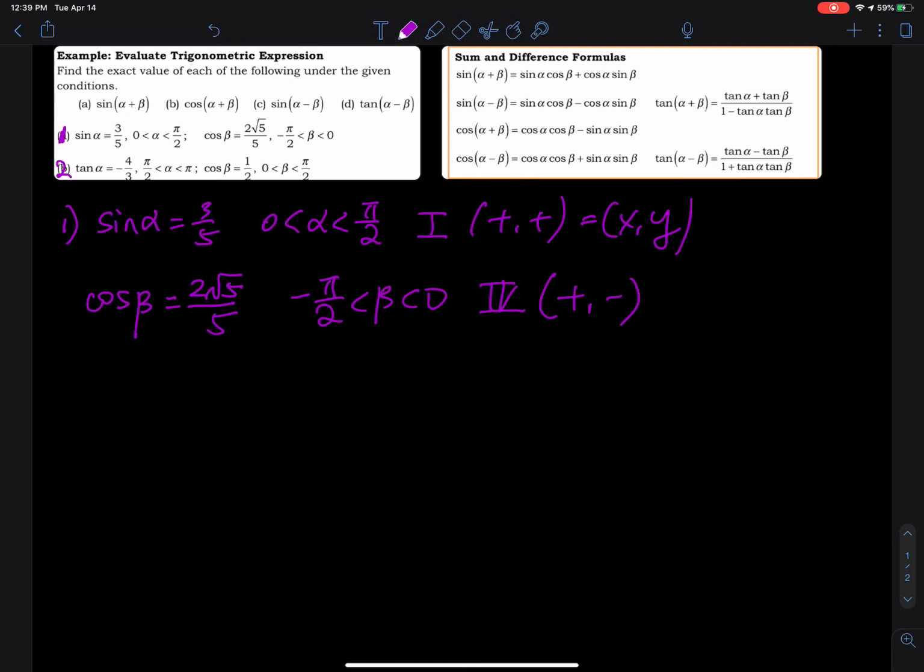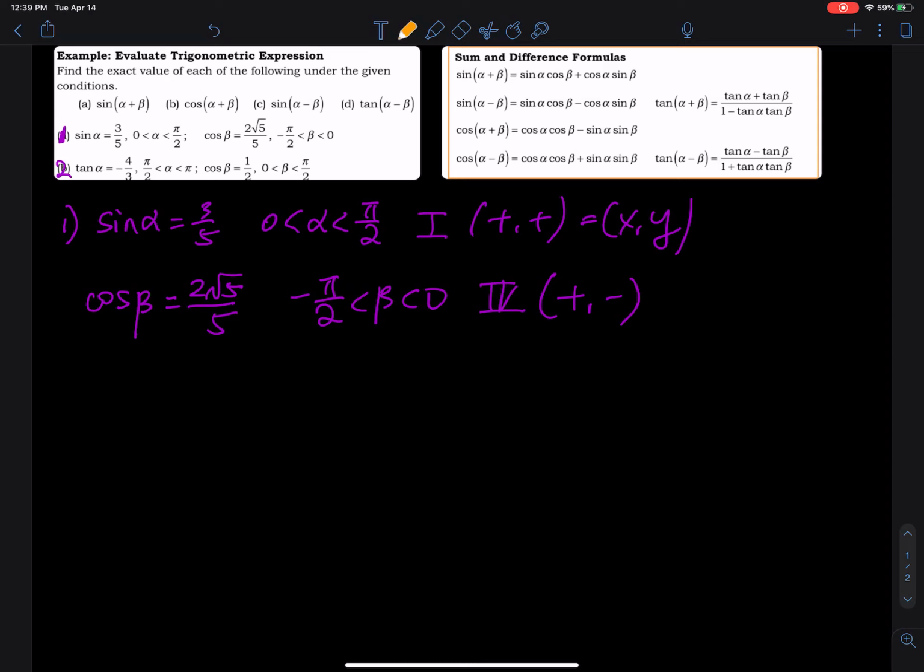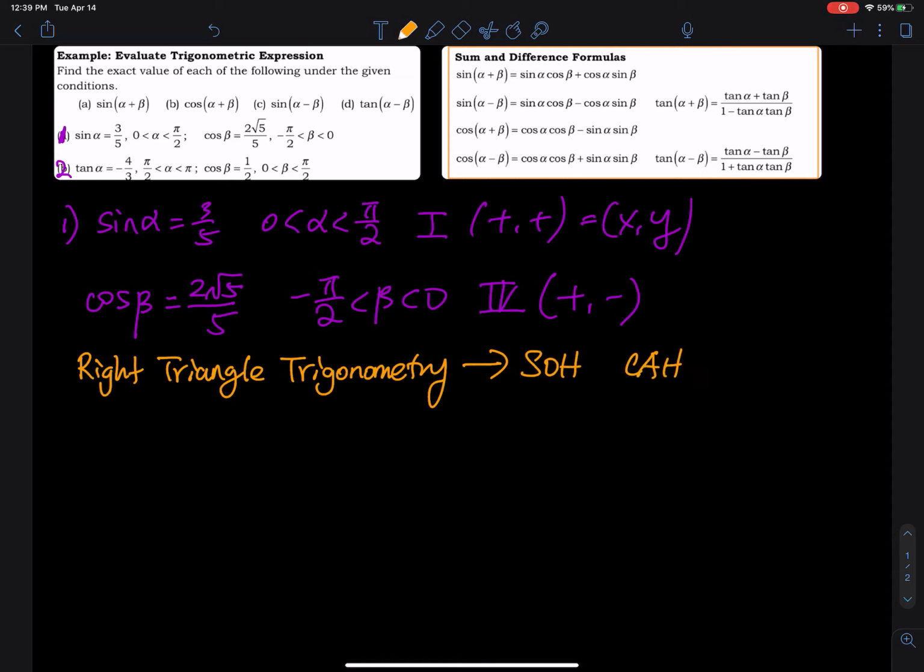For the next step, before we move on to the problem solving, I have to review a very important thing in trigonometry: right triangle trigonometry. What is right triangle trigonometry? Right triangle trigonometry is SOH CAH TOA. What is SOH CAH TOA? Let me give you a picture.